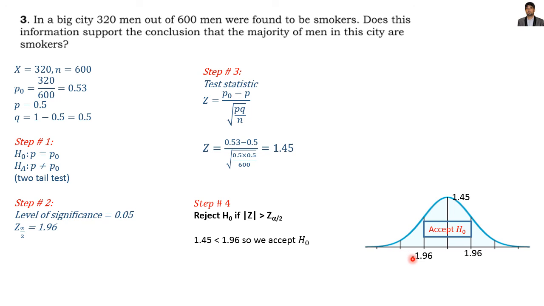As it is a two-tailed test, so minus 1.96 to the left and 1.96 to the right. If the value of test statistic falls in this area, it means H0 is true. So 1.45 lies in this region. It means that we should accept H0.